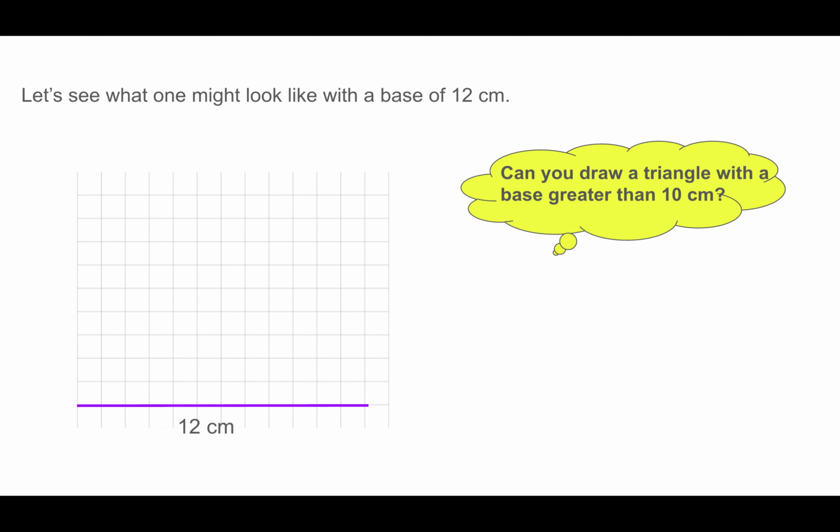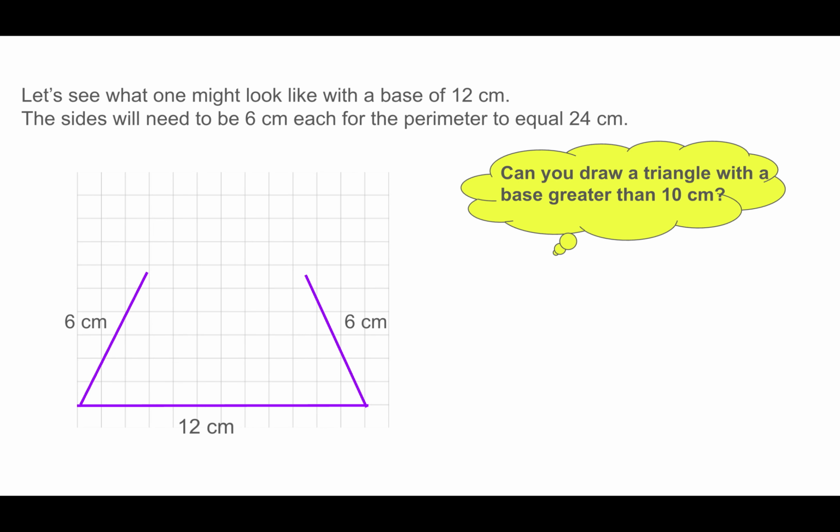So there's my base of 12. And I noticed that if it's 12 and I need the perimeter of 24, that means that each side needs to be 6, because 12 plus 6 plus 6 equals 24. So I drew each side of 6 and that's what it looked like. So you cannot make a triangle. Those two lines, these two, they don't come together to a vertex. So it's impossible. So the biggest base that I can have is 10.